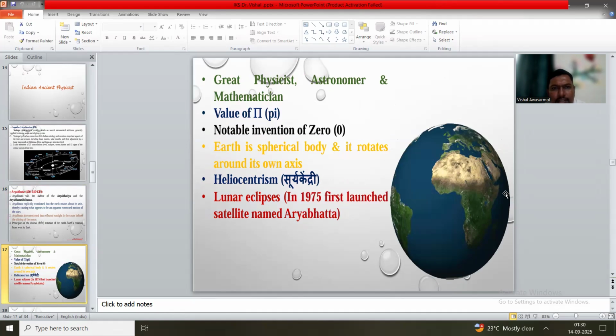The great physicist, astronomer, and mathematician, he gave the value of pi and made the notable invention of zero. Earth is a spherical body and it rotates around its own axis. Lunar eclipse.